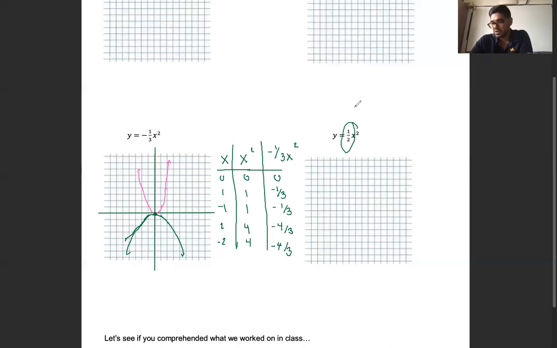But that's it for this video, kind of looking at some characteristics of parabolas and quadratic functions. We talked about domain and range, when it's increasing and decreasing, and some basic transformations here at the beginning.